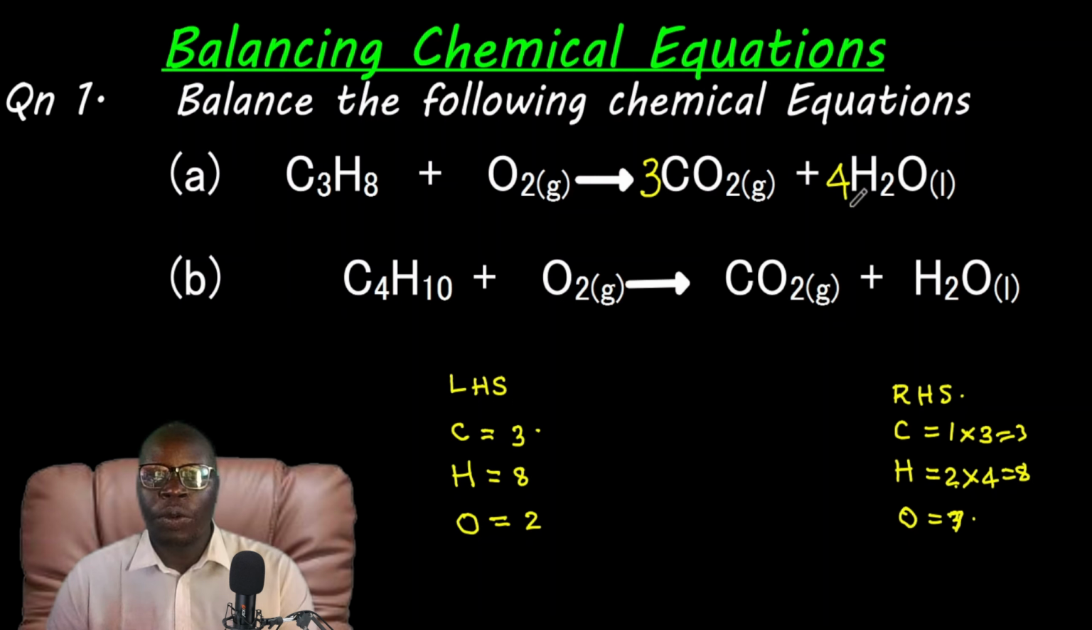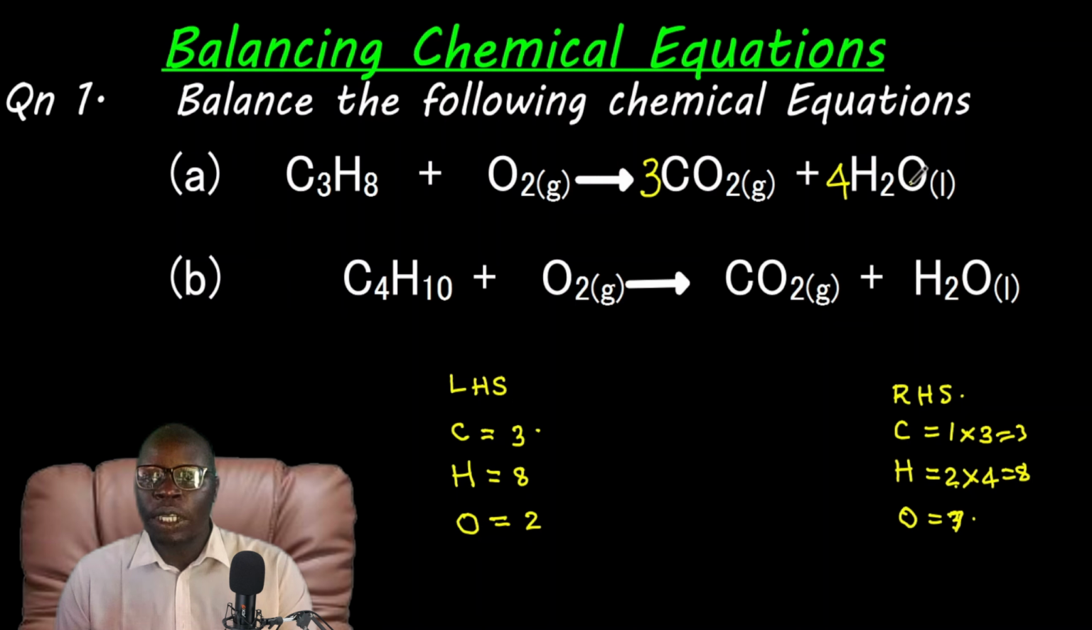So there are 4 molecules of water containing 8 atoms of hydrogen and 4 atoms of oxygen. At this side here, we have 3 molecules of carbon dioxide gas containing 3 atoms of carbon and 6 atoms of oxygen. So after balancing these 2, hydrogen and carbon, let us check on oxygen to see whether it is balanced.